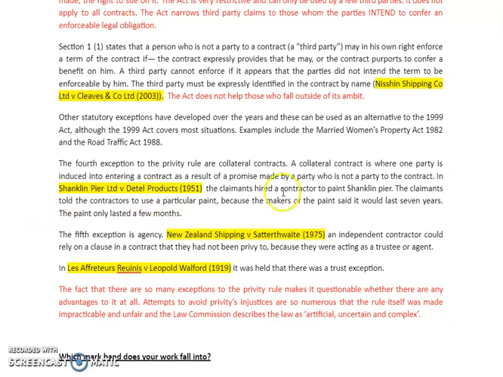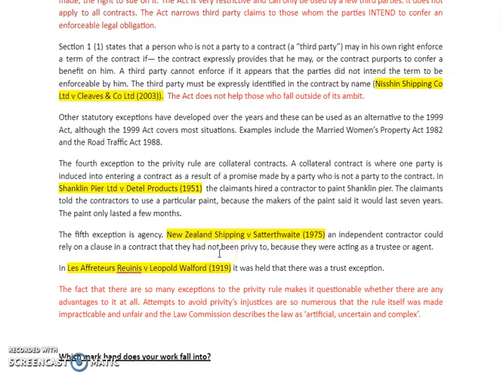And in Shanklin, the claimants hired a contractor to paint Shanklin Pier. The claimants told the contractors to use a particular paint because the makers of the paint said it would last 7 years. But unfortunately, the paint only lasted a few months before it chipped off. But there was held to be a collateral contract in that case.